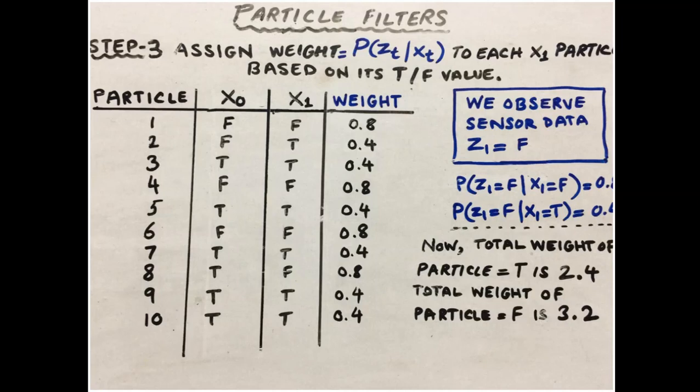When you are about to assign the weight, you have to look at the given sensor output or the sensor data. Is it false? Is it true? So in this example, the sensor data is false, and therefore you are going to choose the weights accordingly. You're going to choose probabilities with Z1 equals F. Now had you observed a different sensor data, that is for case Z1 equals true, then obviously your weights would have been changed, and I guess those would have been 0.2 and 0.6 respectively.